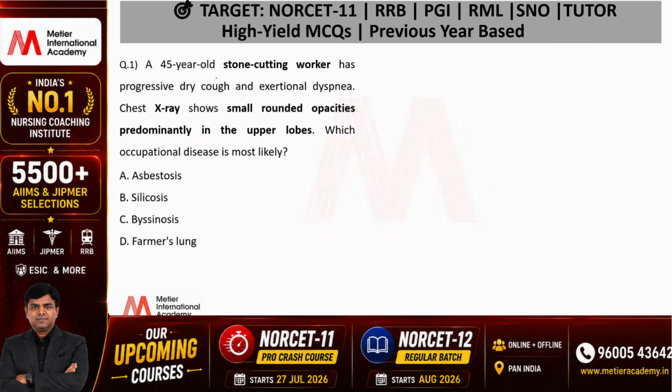Just focus. A 45-year-old stone cutting worker has progressive dry cough and exertional dyspnea. Chest X-ray shows small rounded opacities, predominantly in the upper lobe. So the upper lobe is affected. Stone cutting is the profession of the person, and his upper lobe is affected. He is having dry cough and dyspnea. Okay, so which occupational disease is most likely? This is the question. Already I have explained everything: in which condition the upper lobe is affected, which condition the airway is affected, which condition the lower lobe is affected. Now you have to answer.